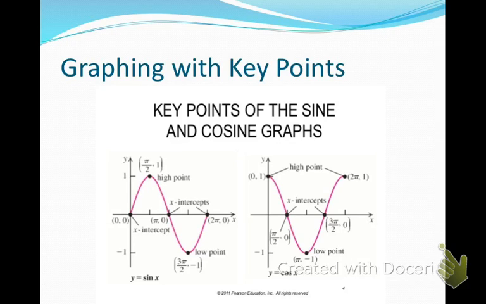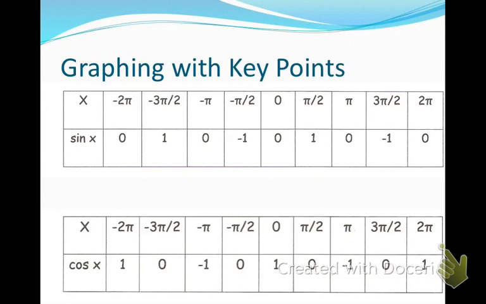All right, so the key points here, we're going to look for the high points and the low point and the x-intercepts. Those happen at different points if you're looking at sine and cosine, but we're going to look for those same 5 points graphing either one. If you get this table memorized, I just usually think about the positives, and then I can extend the graph backwards to get negative values. For sine, we go 0, 1, 0, -1, 0. And then cosine starts high at 1, then goes 0, -1, 0, 1.